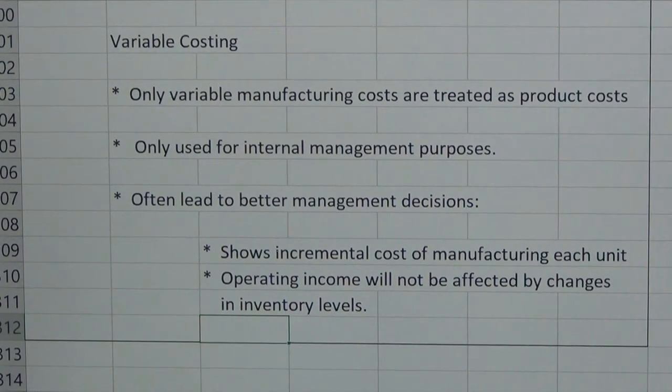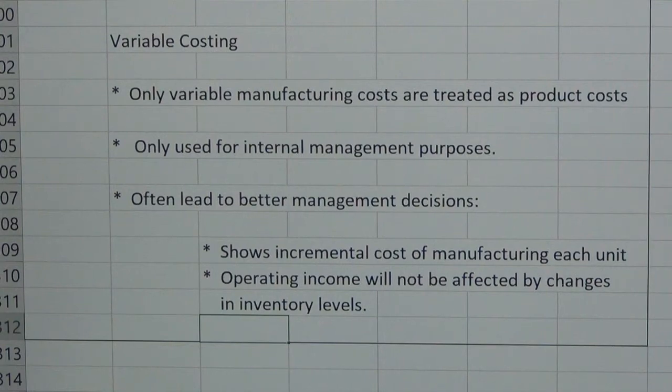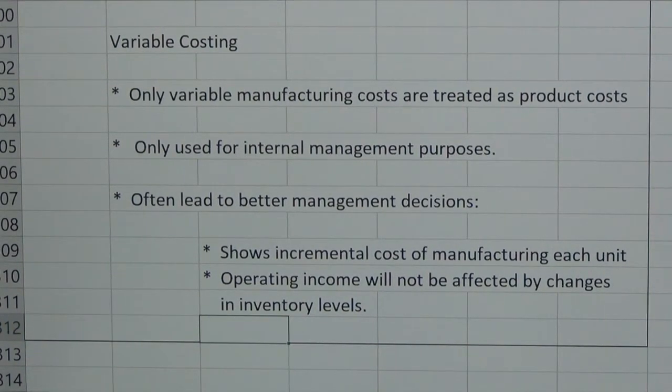All right, so just to review this more carefully, with variable costing, only variable manufacturing costs are treated as product costs and only used for internal management purposes. So this is nothing that's going to be done outside the organization. This is just for management to help them make better decisions. And it often leads to better management decisions because that fixed element actually gets a little confusing when we're trying to figure out things like pricing and in other areas of decision making. But that's what we're looking at in terms of variable costing.